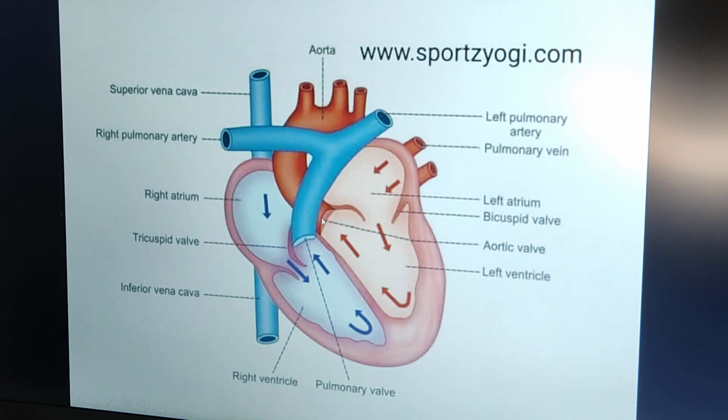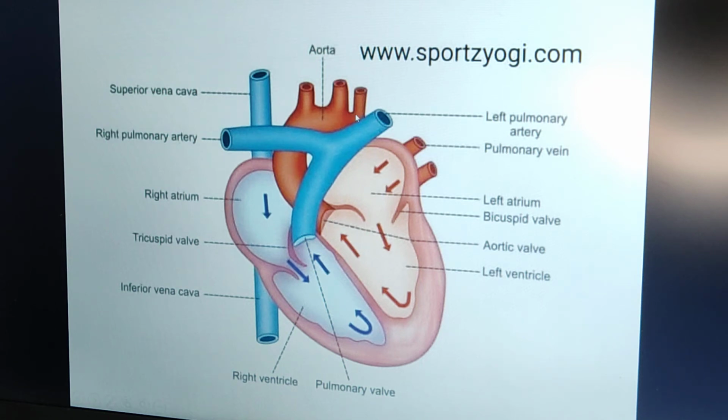This is the aortic valve. This aortic valve is present between the left ventricle and the aorta. Already our oxygenated blood is ready to enter the aorta. When the aortic valve opens with contraction, at that time only our oxygenated blood enters into the aorta.